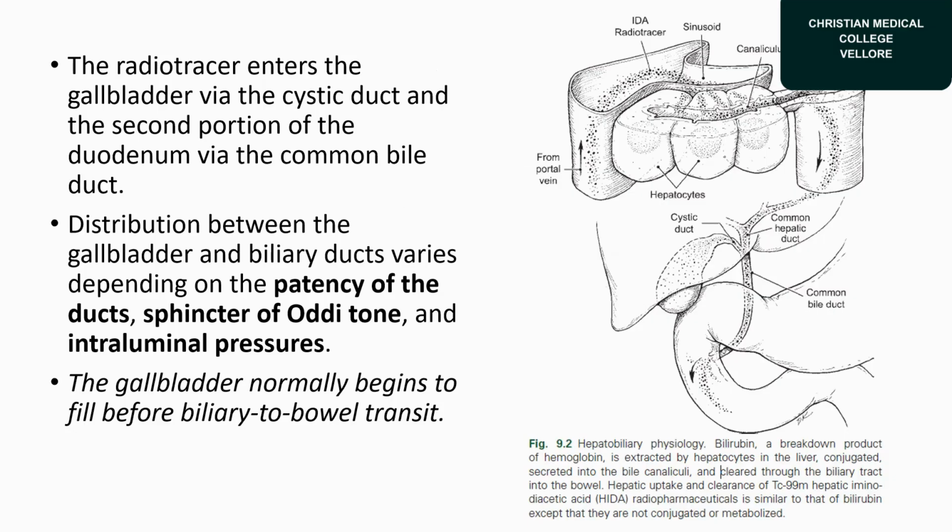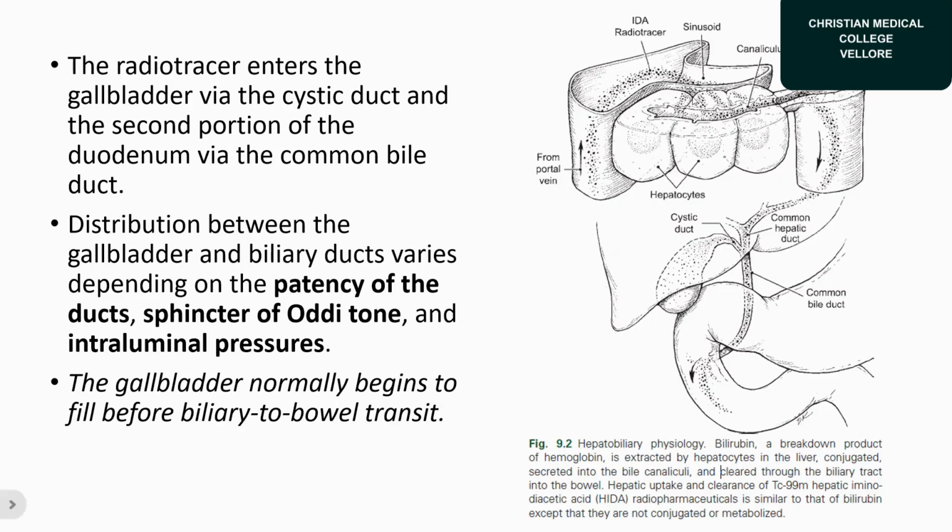So the distribution of this tracer depends on the patency of the ducts, the sphincter of Oddi tone, and the intraluminal pressures. A gallbladder should normally be visible before the bowel activity is visible. So this is the flow again seen.